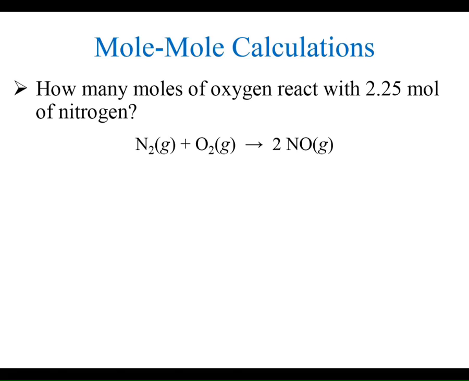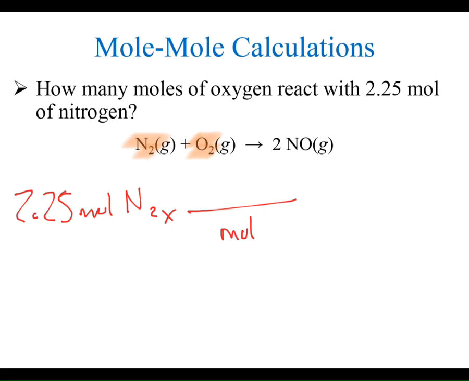How many moles of oxygen would I need to react with 2.25 moles of nitrogen? Well, if we're going to write it up as a little calculation, we would write up something like this. 2.25 moles of nitrogen. So that's this stuff. I want to know how much of this stuff, oxygen, will I need? So what's the relationship between moles of nitrogen and moles of oxygen? What's the relationship between the two?